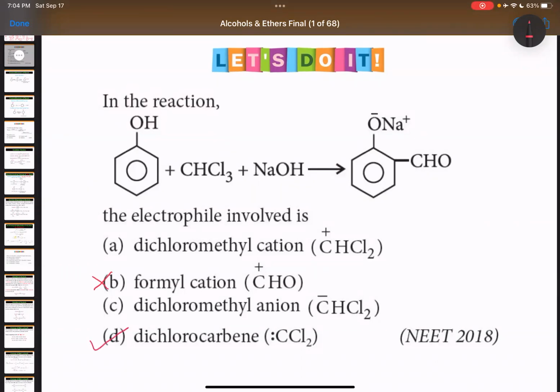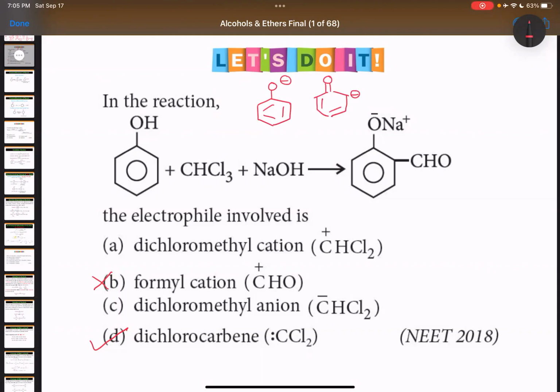Option D. Actually, what happens is, first of all, what happened to phenol? The phenol is in the basic medium, so it will turn itself into phenoxide. That is one thing. And the phenoxide you can write like this also, because it is in resonance, so the minus charge is going to come at ortho and para positions.